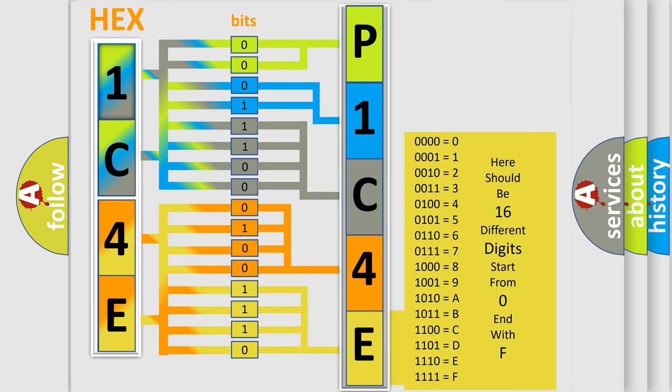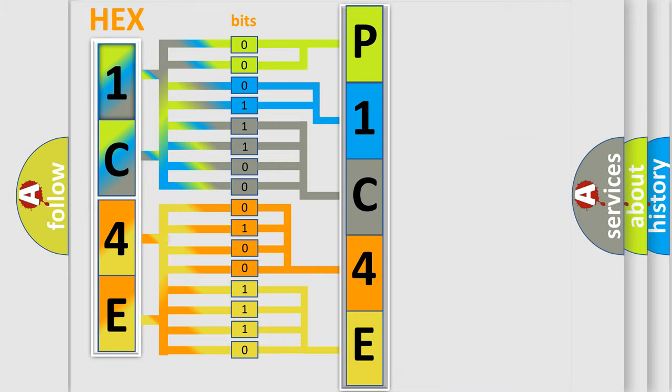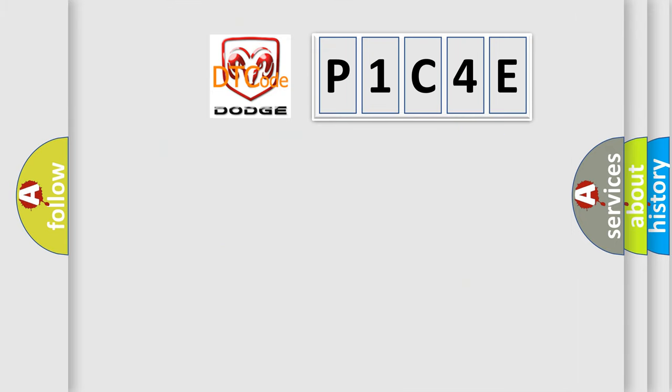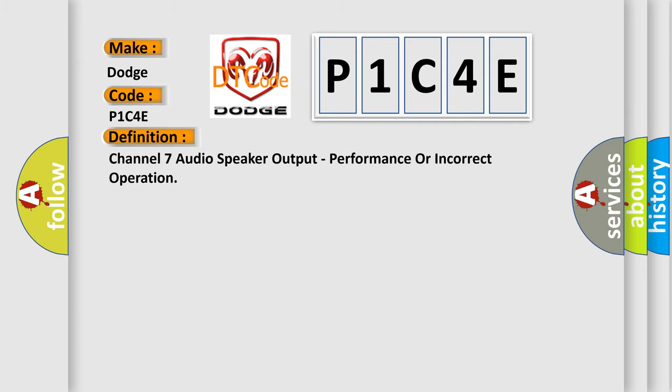We now know in what way the diagnostic tool translates the received information into a more comprehensible format. The number itself does not make sense to us if we cannot assign information to what it actually expresses. So, what does the diagnostic trouble code P1C4E interpret specifically for Dodge? The basic definition is Channel 7 audio speaker output, performance or incorrect operation.